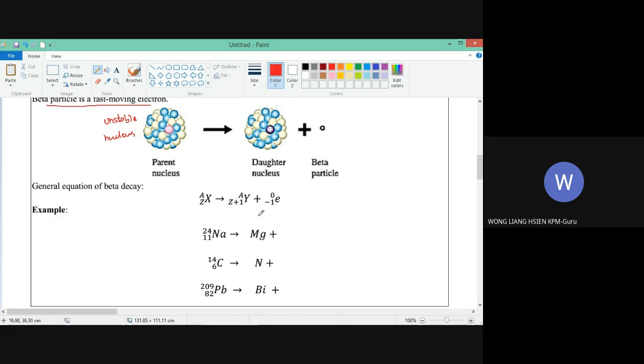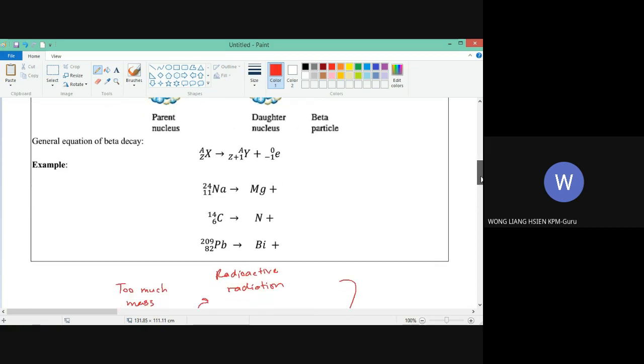So the left side and the right side are balanced. Okay, next. Let's look at the example. So we have sodium. So this sodium 24 undergoes beta decay and turns into magnesium and releases one electron. Okay, this electron is a beta particle. So the number of protons increased by 1. So 11 becomes 12. So the neutron number, any changes or not? Neutron number, no change. Okay? Why is the neutron number no change? Because one neutron breaks down. So you minus one neutron, but you plus one proton. So -1 plus 1, the number remains the same.